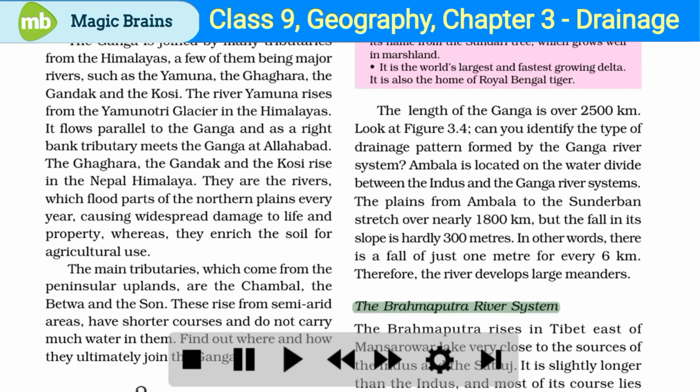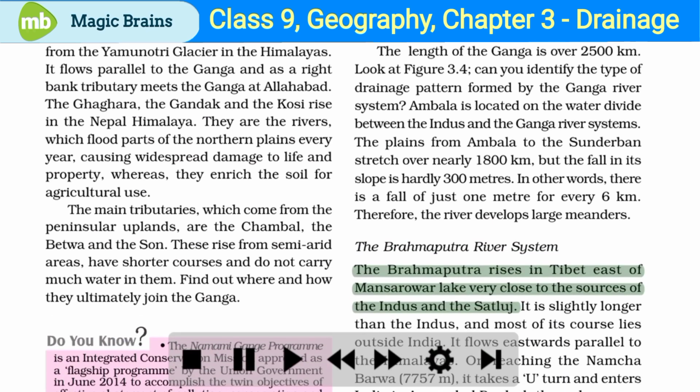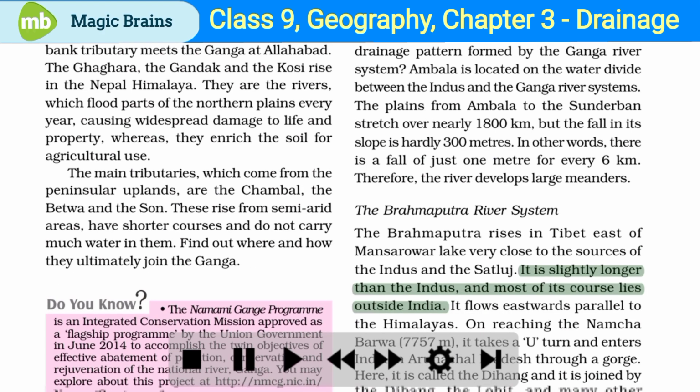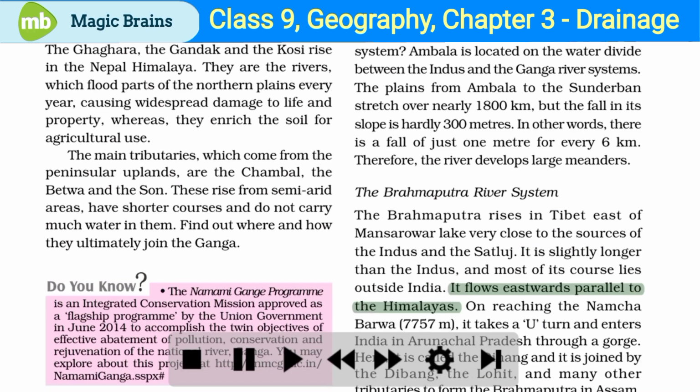The Brahmaputra river system. The Brahmaputra rises in Tibet, east of Mansarovar Lake, very close to the sources of the Indus and the Sutlej. It is slightly longer than the Indus, and most of its course lies outside India. It flows eastwards, parallel to the Himalayas.